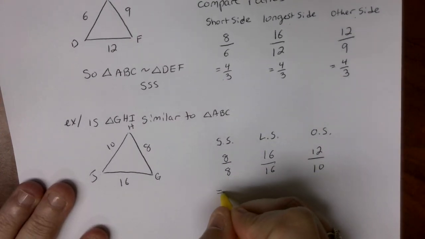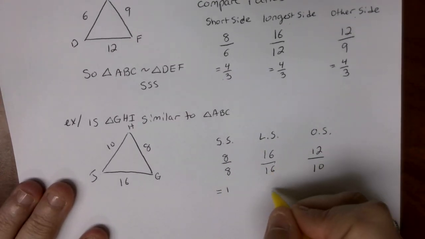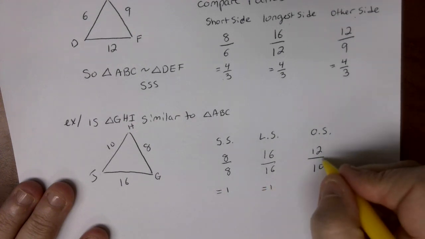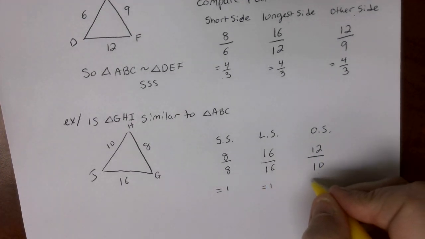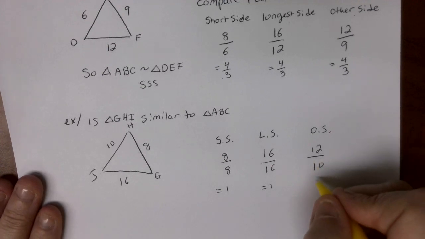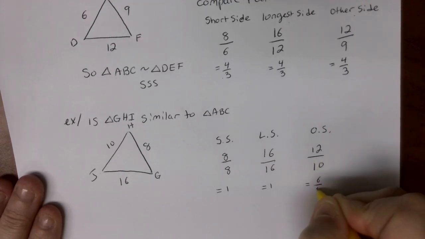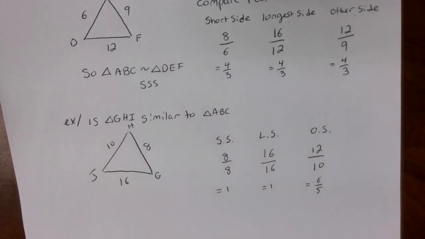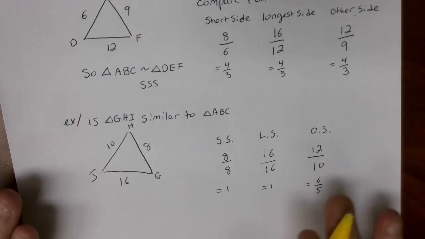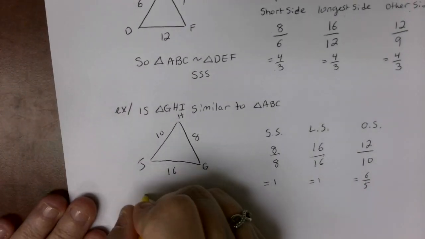So 8 over 8 would reduce to 1. 16 over 16 would reduce to 1. And 12 over 10 is not going to be equal to 1. That's going to reduce down to 6 over 5. So because all three are not exactly the same ratio, it means they are not similar.